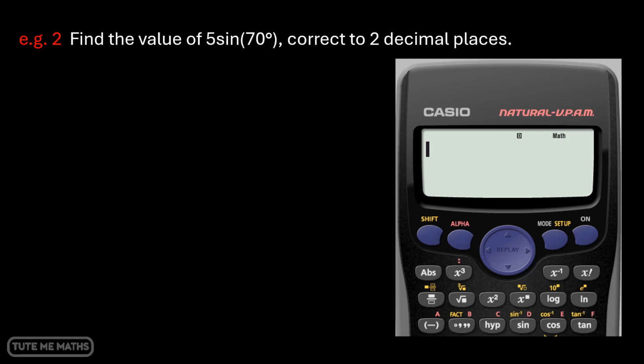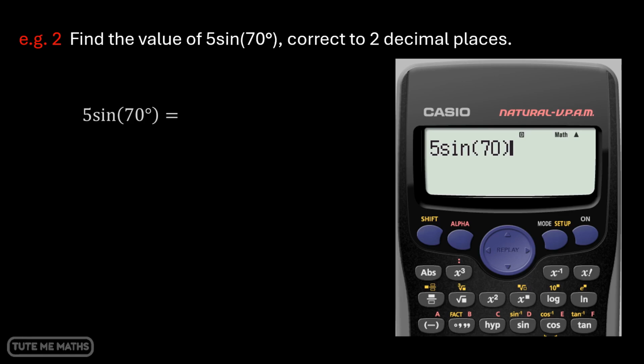The good news is that most calculators will allow you to type exactly what you see, other than the parentheses always being around the angle. So, typing 5 sine 70 gives this answer. It's best to close the parentheses, as we will soon see.